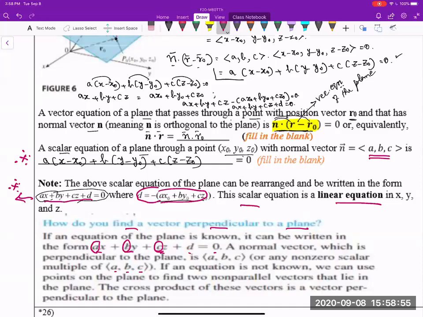If the equation is not known, what we can do is find two points on the plane, and then find two non-parallel vectors that lie in the plane. If you know two non-parallel vectors lying in the plane, by using the cross product of those two vectors, we can find the vector that is normal to both vector A and vector B. So that will give us the normal vector to the plane. That is the vector cross product of these two vectors lying on the plane.